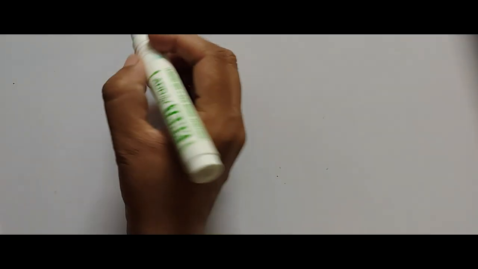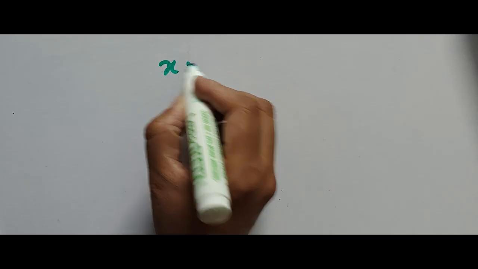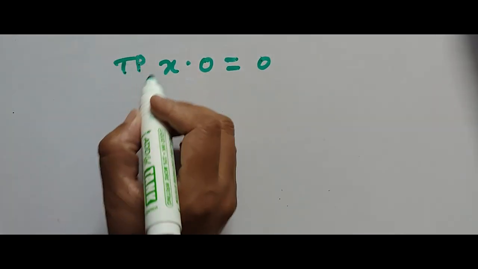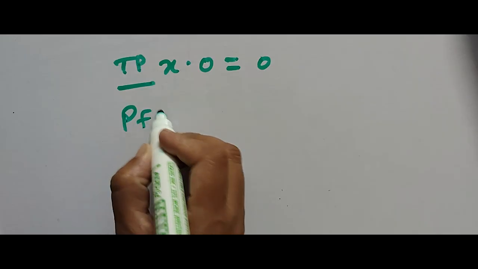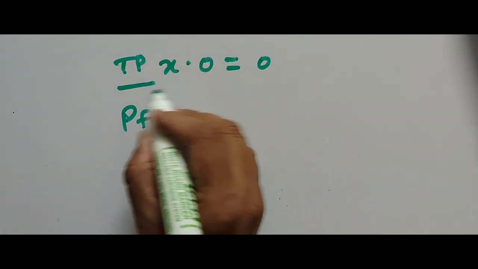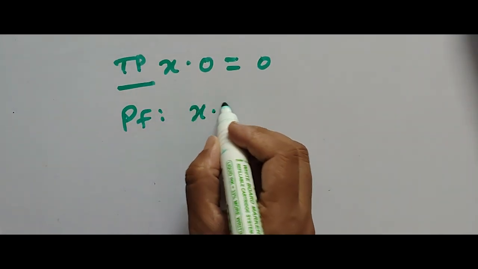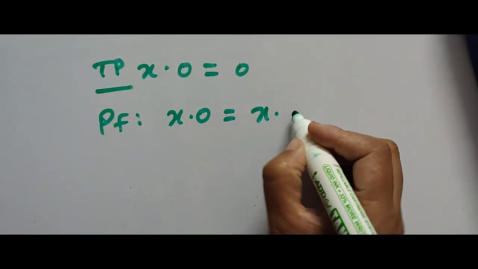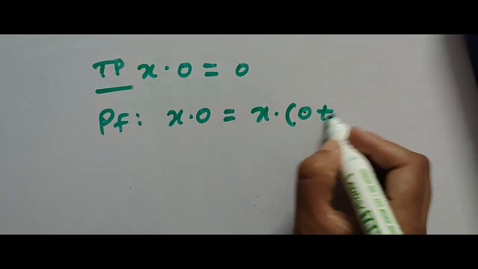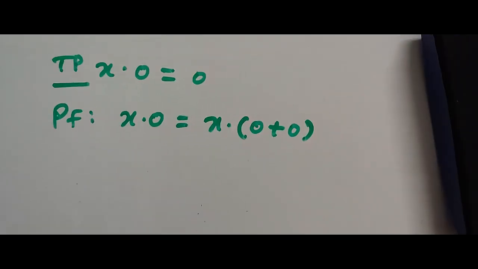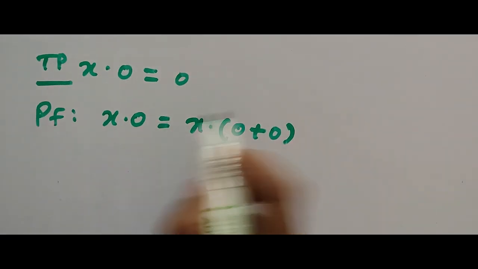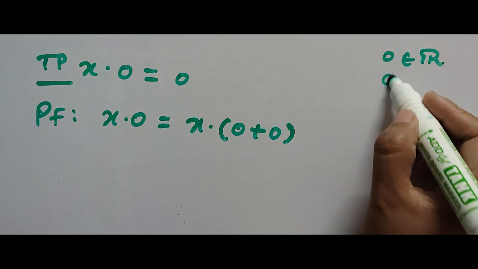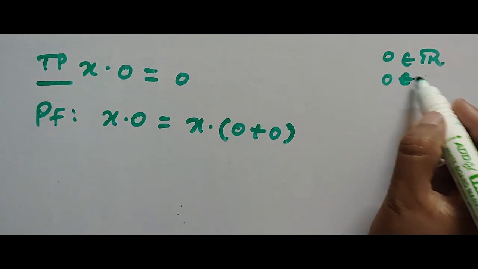So how can we show it? We have to basically prove x into 0 is equal to 0. Take the left hand side, x into 0, right? Now we can write 0 as 0 plus 0. Why? Because of the additive identity. 0 is an element of R and we know that 0 is also the additive identity.